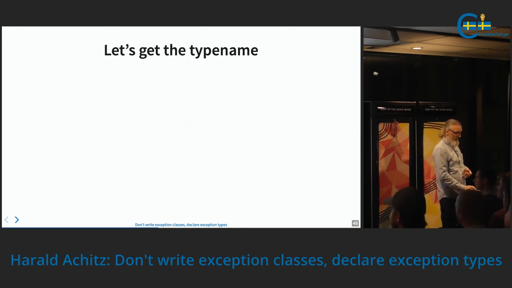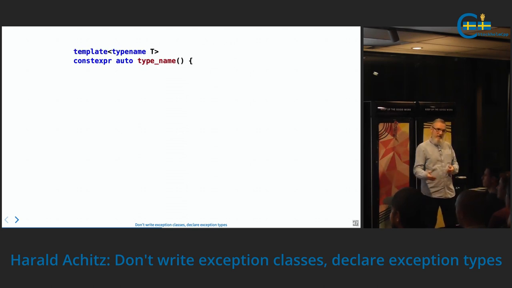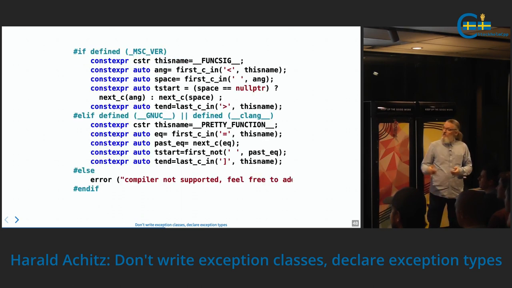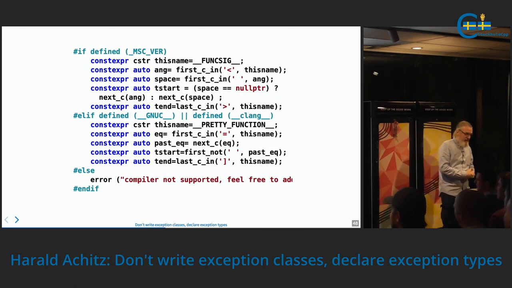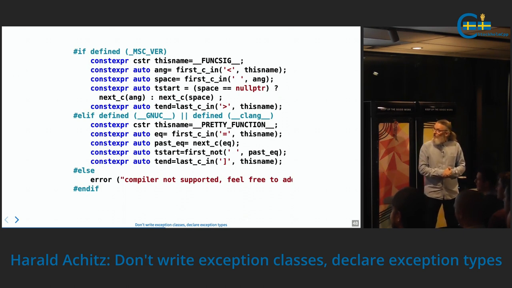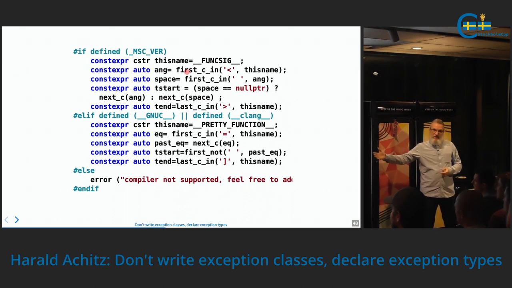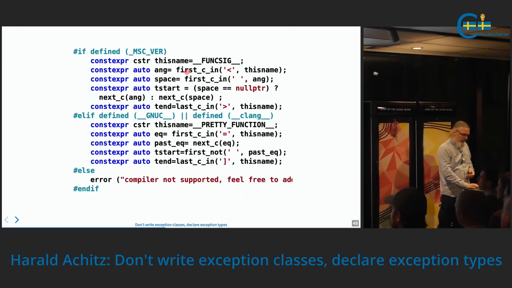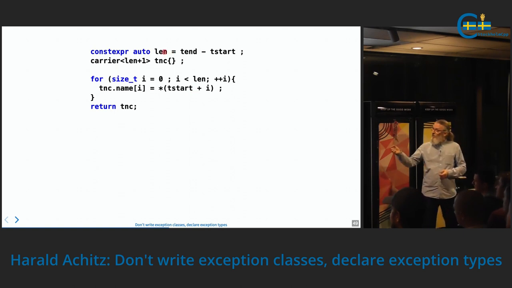But let's get the type name. It starts as a constexpr function because I want to have all this stuff at compile time. And then it's if Microsoft compiler or the rest of the world, right? What this is doing, it takes the function signature from the macro and searches something in the string at compile time, finding positions. The relevant part is to get a start position and an end position. When I have start and end, I know the length of a string at compile time.